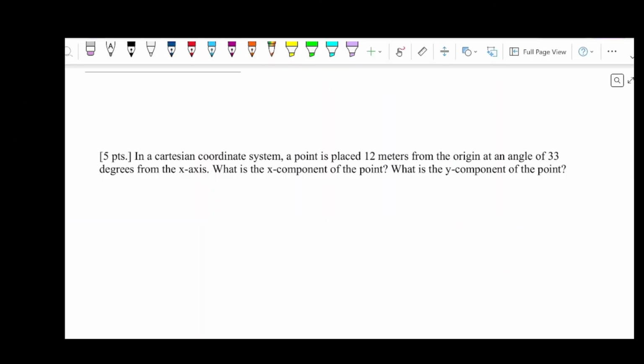What's going on, everybody? Let's knock out one of these physics problems that I just got from one of my students. It says, in a Cartesian coordinate system, a point is placed 12 meters from the origin at an angle of 33 degrees from the x-axis. What's the x component of the point, and what's the y component of the point?